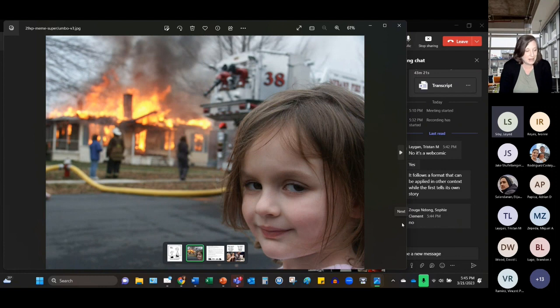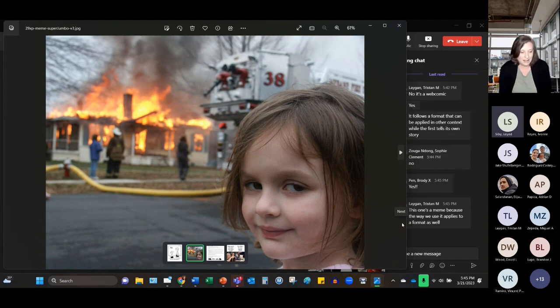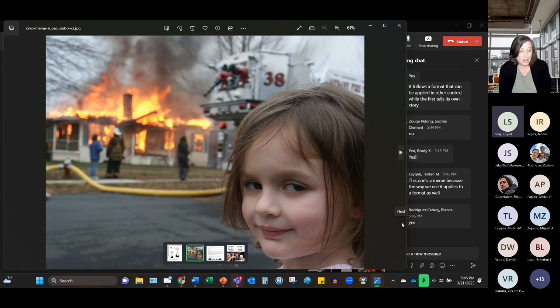So Sophie Clement says it's not a meme. So Brody says it is a meme. So we have some disagreement here. So what are the arguments here? Okay, Tristan says this one's a meme because the way we use it applies to a format as well. I think that that's basically correct, Tristan. I mean, as with the image with the women and the cat, it's something we see, and it's used in different situations.